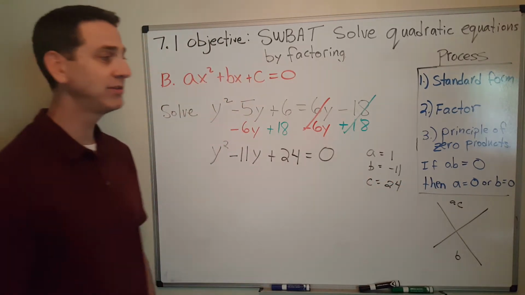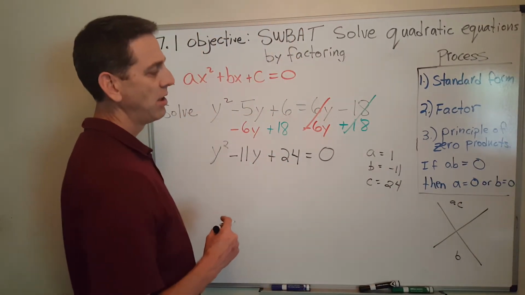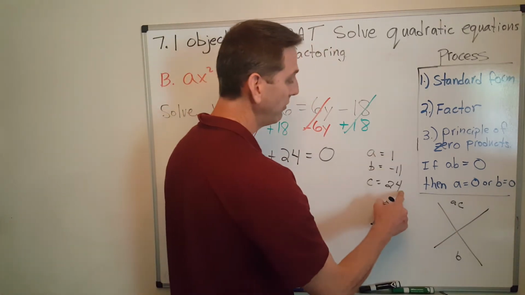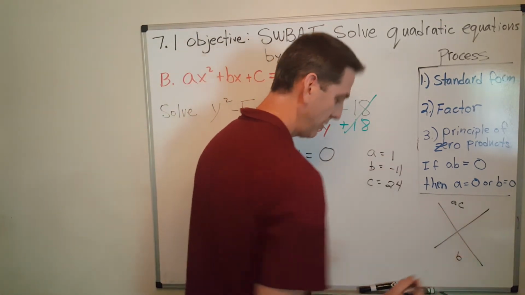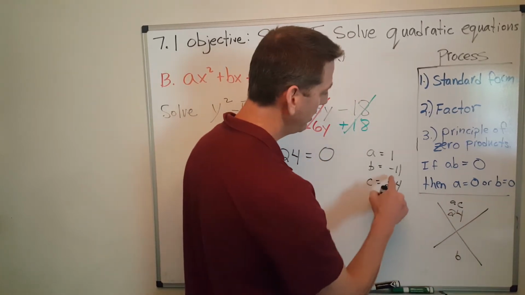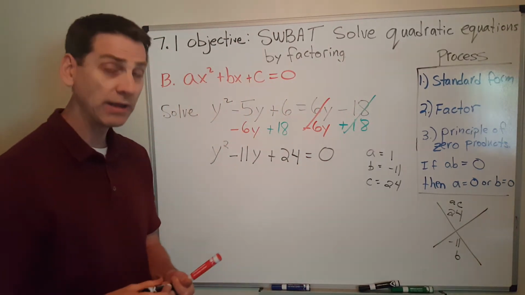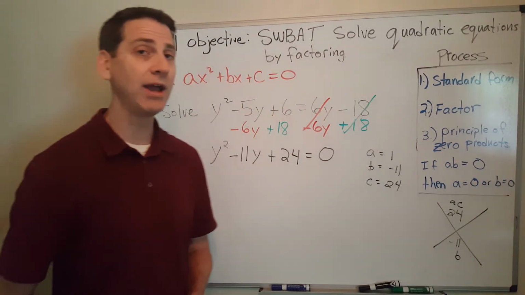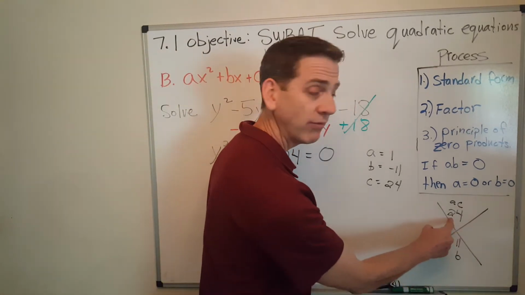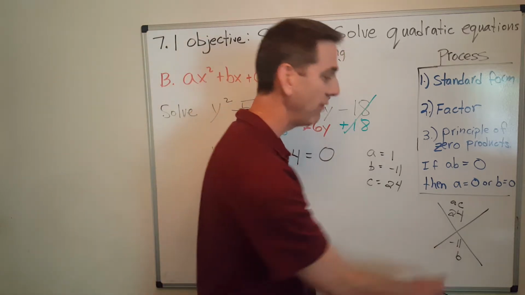Okay, now I know my ABCs. Now I can do the AC method. So what's A times C? Well, 1 times 24 is 24. And B is just simply negative 11. Now I need to find two numbers that will multiply to give me 24 and add or subtract to give me negative 11.